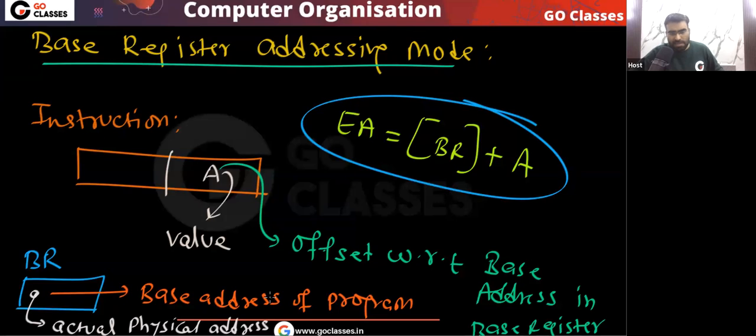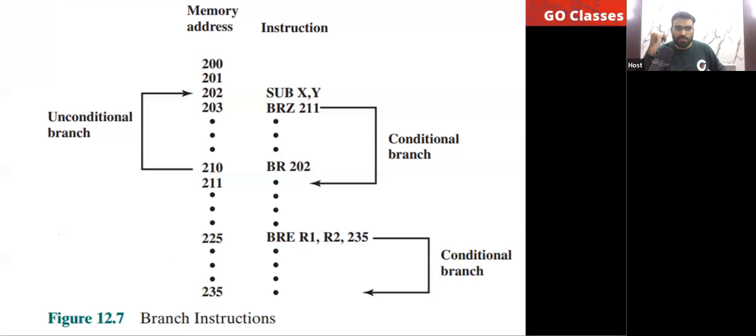Okay, and that is the base address of the program in main memory. So is this clear? What is base register addressing mode? Will you forget it in your lifetime? What is base register addressing mode?